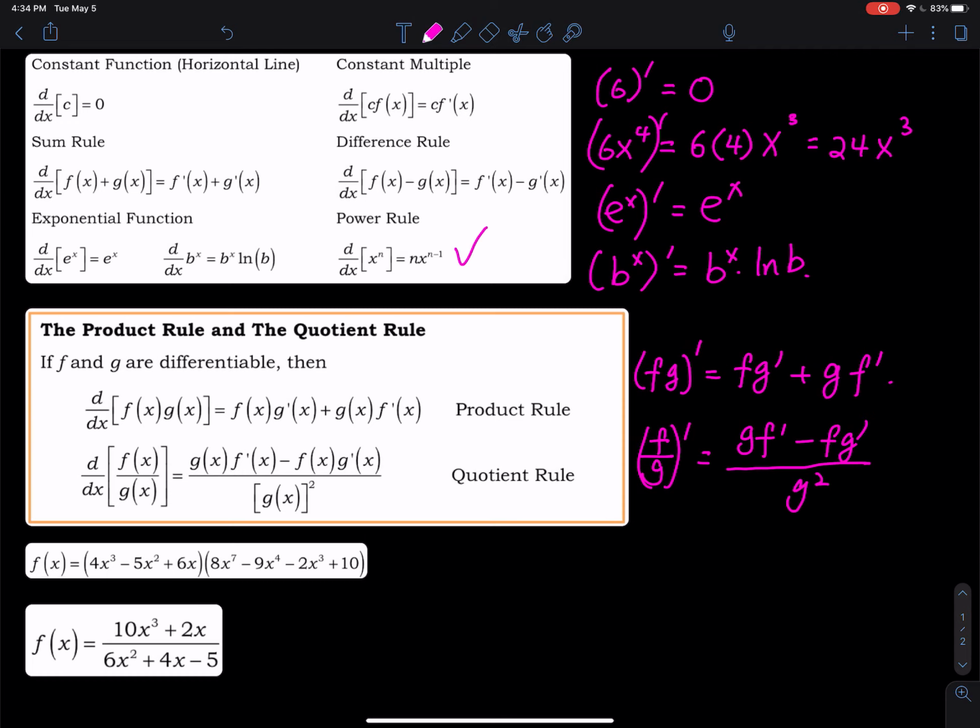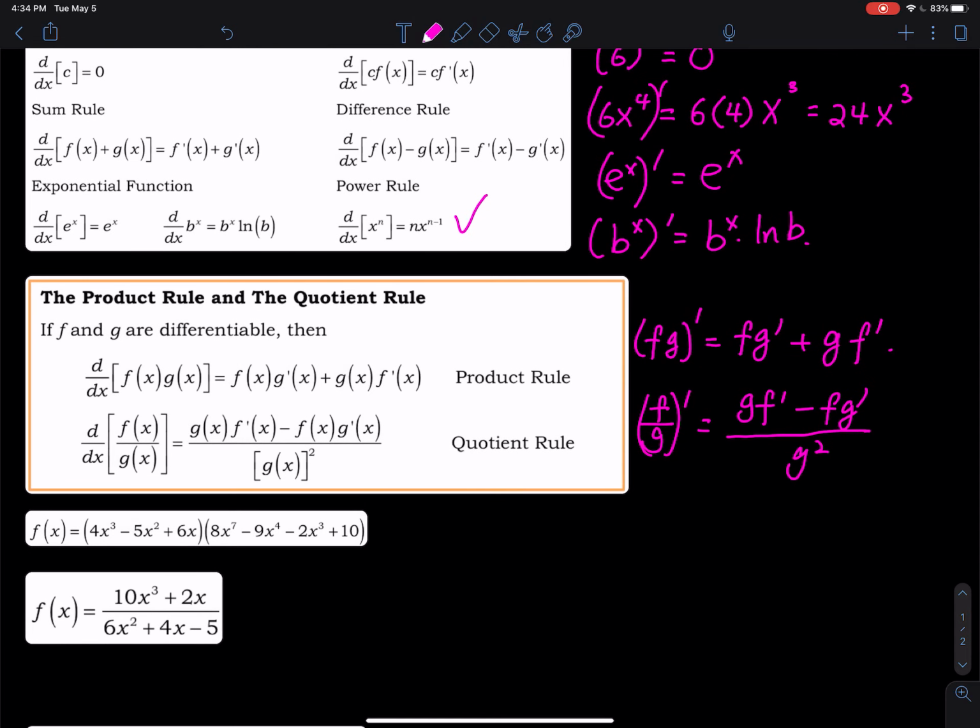Okay, and then when do we use the product rule? In the first case, you have one polynomial multiplied by another polynomial, so that is the product of two functions. This one is a product rule, and this one is a quotient rule.